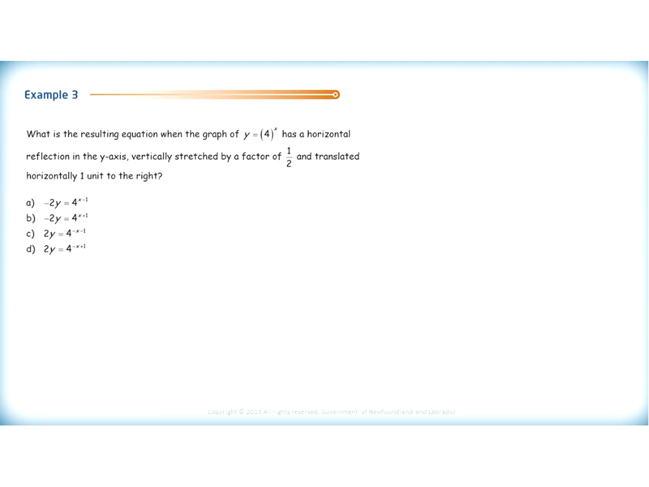Example 3. What is the resulting equation when the graph of y equals 4 to the x has a horizontal reflection in the y-axis, is vertically stretched by a factor of 1/2, and is translated horizontally 1 unit to the right? Again, you might want to pause the recording to try this one before we proceed.